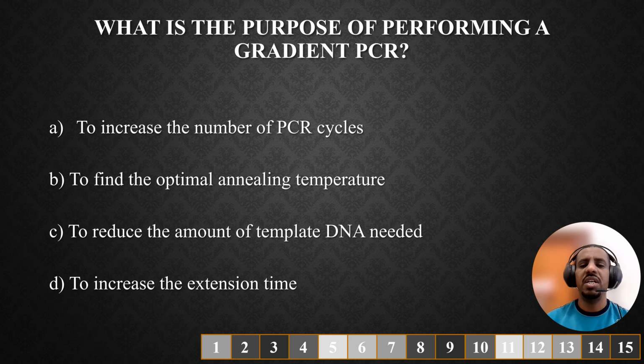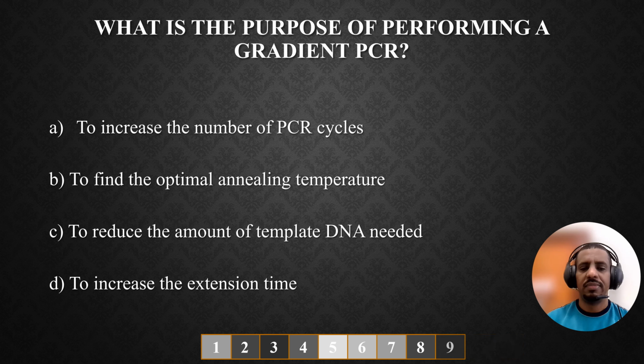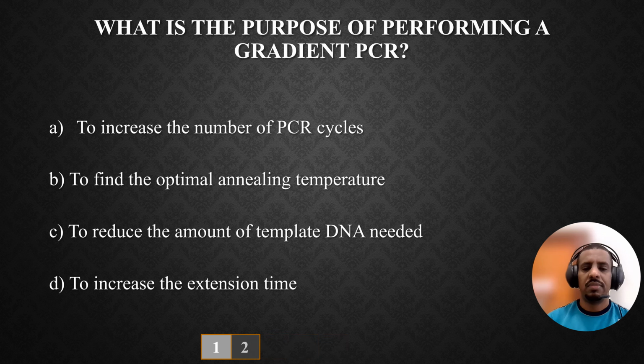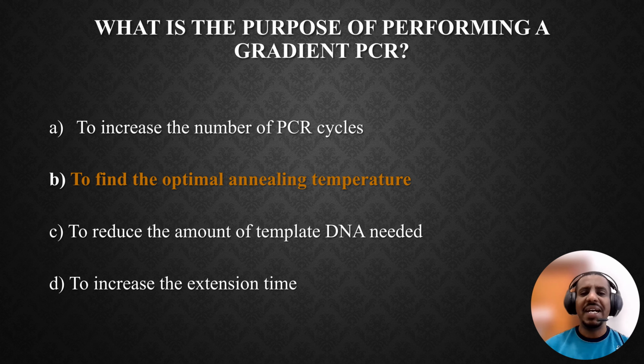All right. Next question here. What is the purpose of performing a gradient PCR? The correct answer is to find the optimal annealing temperature. Actually, gradient PCR helps determine the optimal annealing temperature by testing a range of temperatures in a single experiment.